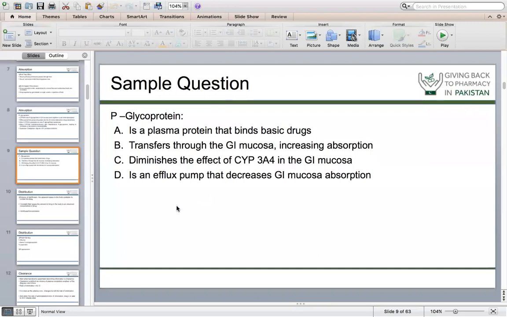Yes, absolutely. That's amazing. You are paying attention. Okay, that's the right answer. We already reviewed it. It's an efflux pump that decreases GI mucosa absorption.